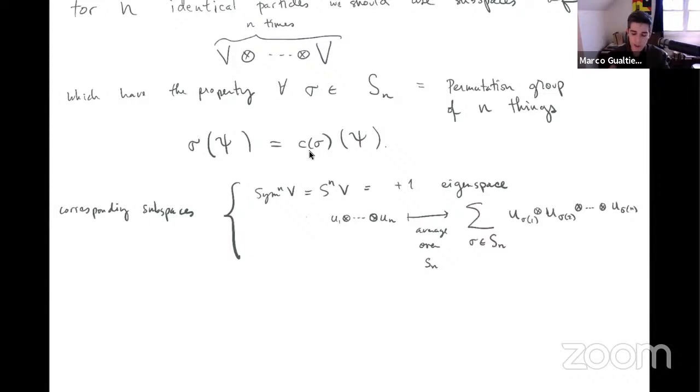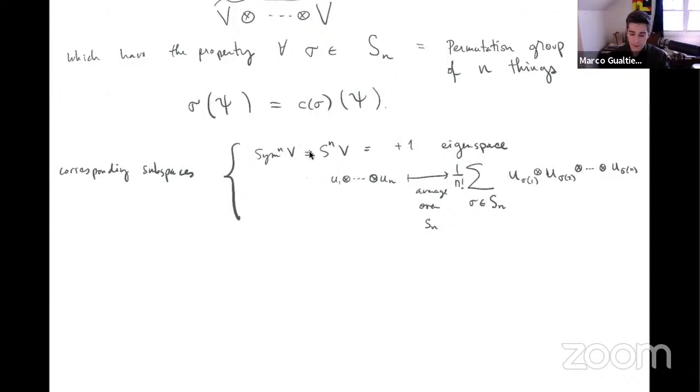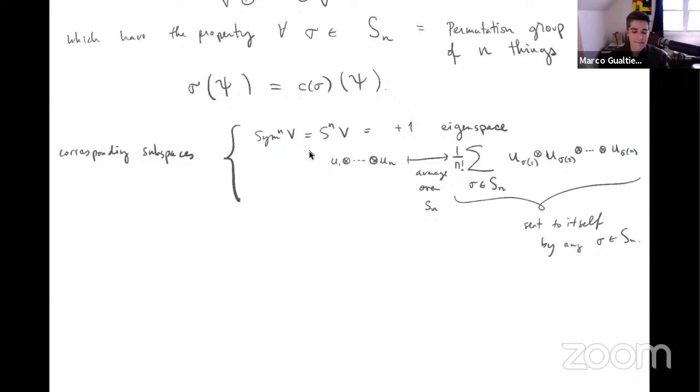Okay, and if you wanted to make it an average, you could divide by n factorial, the size of Sn, but it's not necessary. Okay, so then this thing will be sent to itself by any permutation in Sn. Okay, so those are the symmetric tensors, and that's where n-particle boson states live.